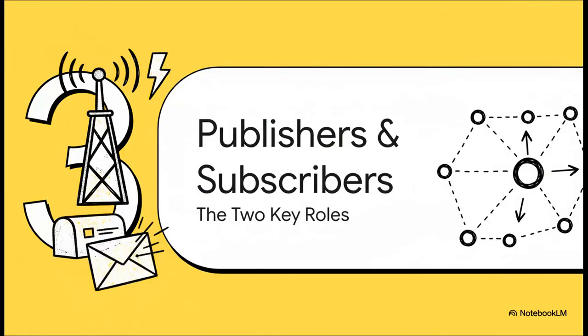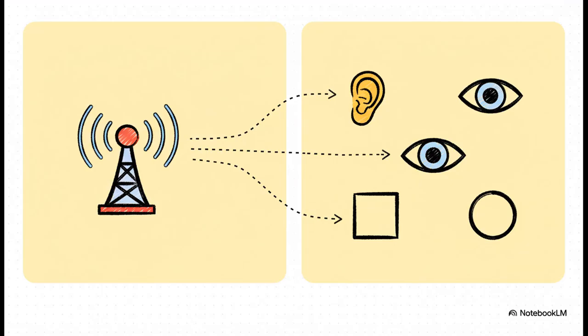Okay, so let's take that magazine idea and bring it into the world of software. The roles are basically the same, we just use some different terminology. We call them publishers and subscribers. So on one side, you have the publisher. You can also call it the subject. This is the object that holds the important information, the state that everyone cares about. On the other side, you've got the subscribers, or observers. These are the ones who want to know when that state changes.